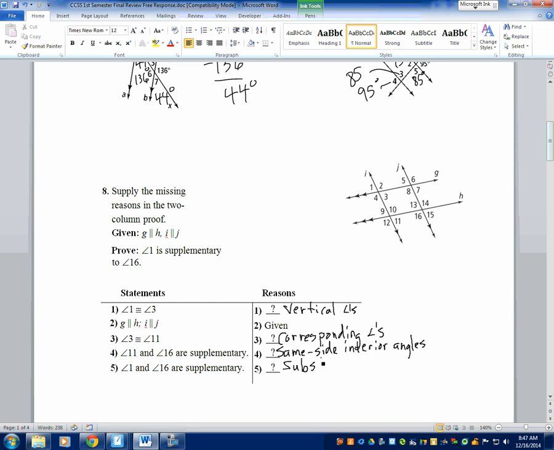And that's it. Yeah, I'd take transitive, sure. There really should be a statement here that says 1 is congruent to 11. That would be the transitive. And then in the next step, you'd say then 1 and 16 are supplementary by substitution. So there really should be a statement in there. All right.